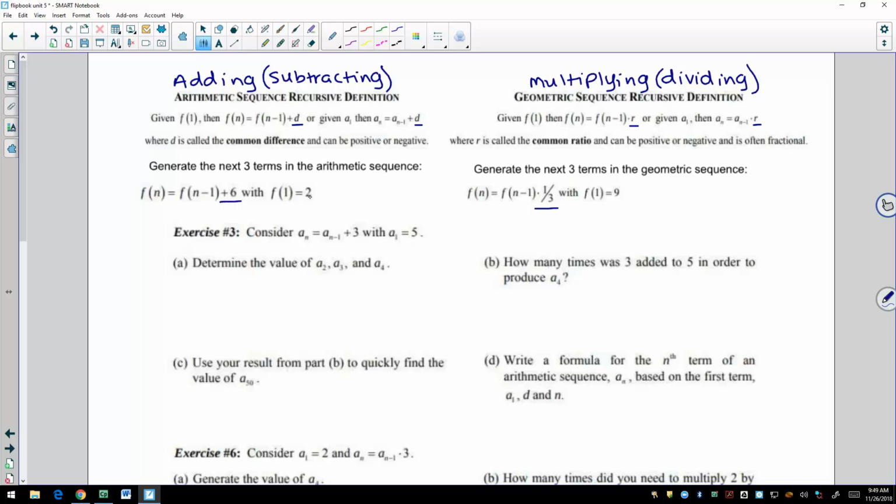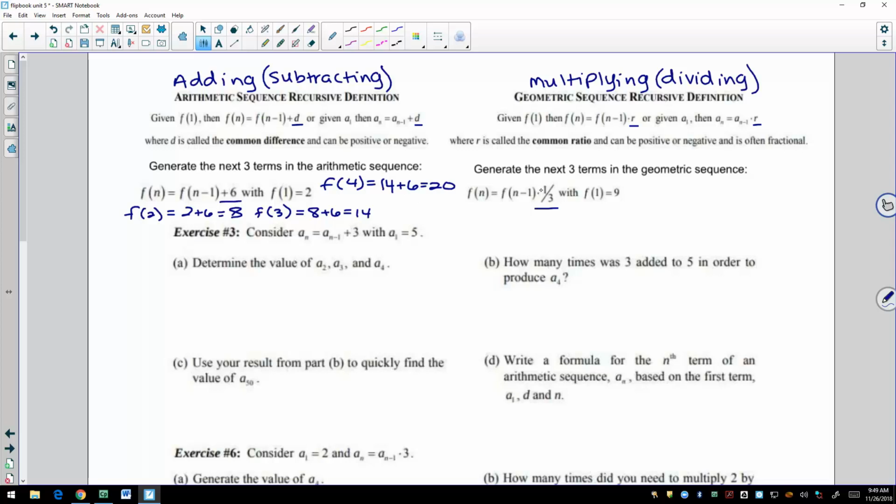So they gave us the first one. So we have to find f of 2, which is going to require f of 1 plus 6. Well, that's 2 plus 6, which is 8. F of 3 is going to require f of 2. F of 2 was 8, plus 6, which is 14. And then f of 4 is going to require whatever f of 3 was, which was 14, plus 6, which is 20. You should notice each time we added on 6 to go to the next term.